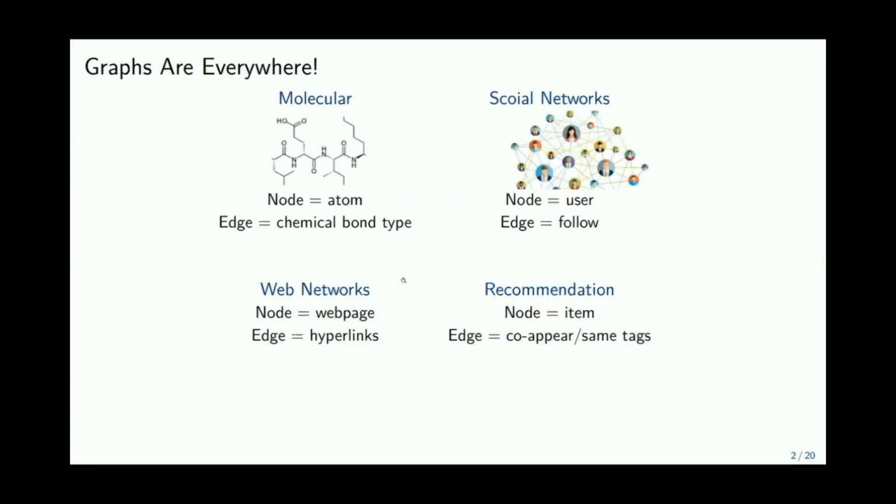And also we can see graphs in almost all applications. For example, in molecules, the nodes represent atoms, and the edges represent chemical bond types. For another example, in social networks, the nodes represent users, and the edges represent if there is some link between them. And another two examples would be web networks and also recommendation.